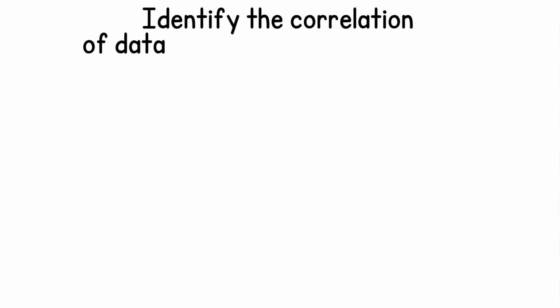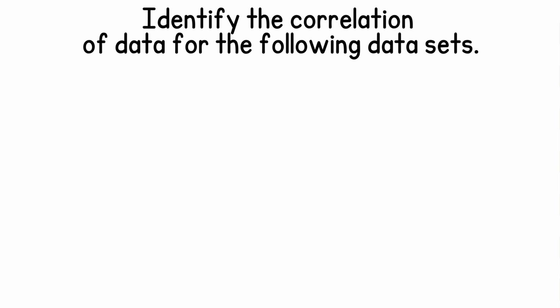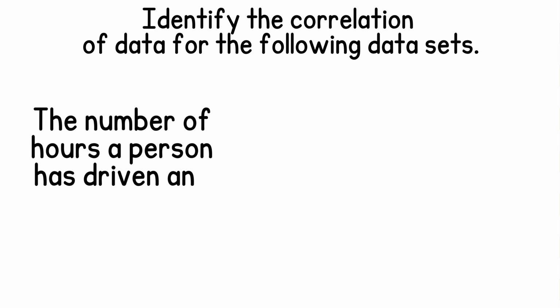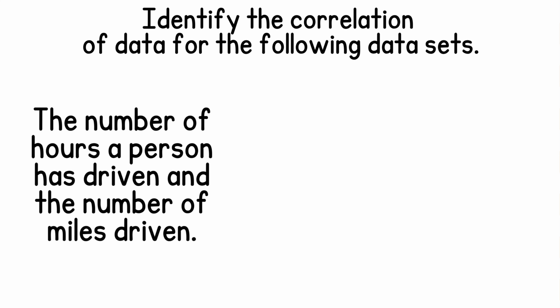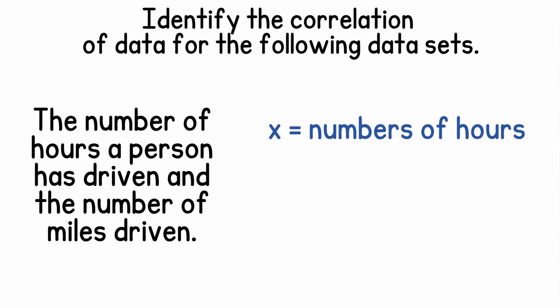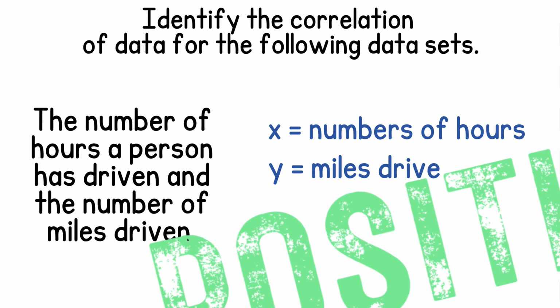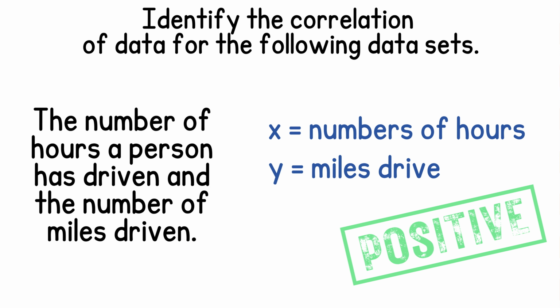Now let's identify the correlation of data for the following sets that aren't graphs. The number of hours a person has driven and the number of miles driven. So let's start by calling x the number of hours. This is our independent variable. And we'll call y the miles driven, since it's dependent on the number of hours we drive. So as our number of hours increase, the miles that we're driving are also increasing. So this represents a positive correlation.